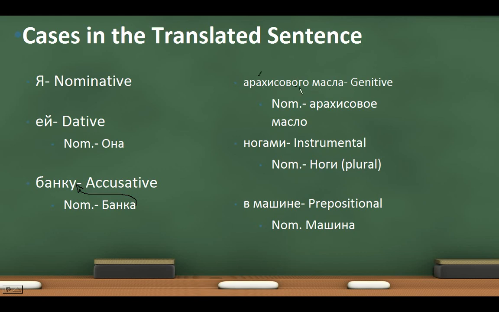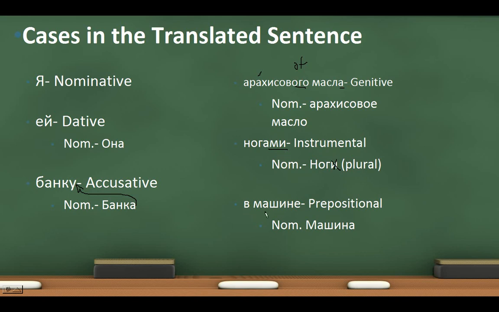And then arachisovava masla is in the genitive case. So this ava ending means of. So arachisovaya masla means peanut butter, but with this ending on it, it means of peanut butter. And then nogami is with feet or with my feet. In the nominative case, nogi is plural, and this means feet. So you change this and add the ami, and you get with feet.